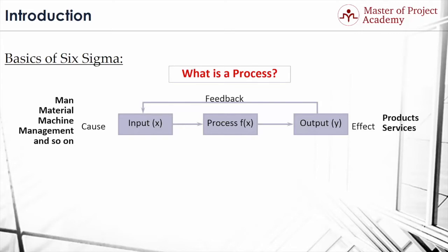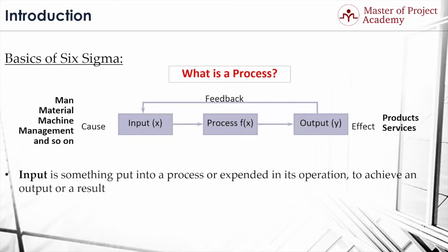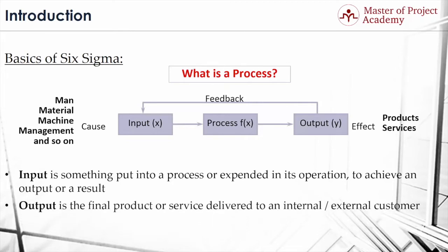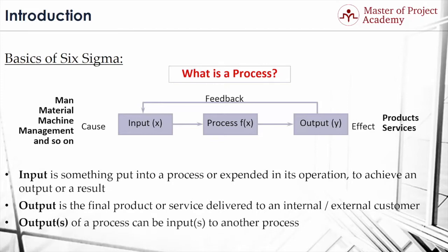A common feature of any such process, as shown, is emphasis on inputs and outputs. Input is something put into a process or expended in its operation to achieve an output or a result. Output is the final product or service delivered to an internal or external customer. And outputs of a process can be inputs to another process.